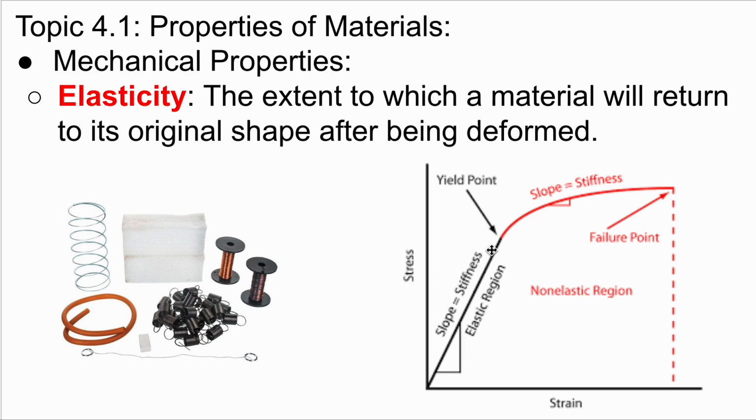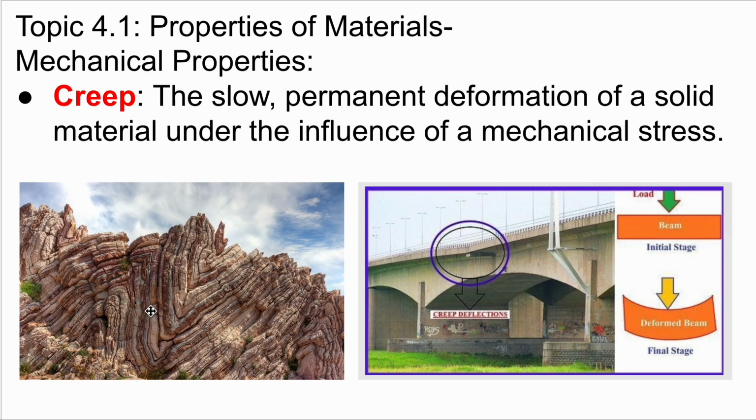And we're going to talk about these graphs right here. These are called stress and strain graphs. One last mechanical property before we get to stress and strain graphs is creep. So this is the slow, permanent deformation of a solid material under the influence of mechanical stress. One of the ways that I remember this is, this is rock, solid rock, but over time, the mechanical stress of plate tectonics and the earth moving around has folded these permanently so that they are deformed. You can see this in a bridge also. This beam that you can see right here has been deformed by a load over a long period of time. And of course, it's slow.